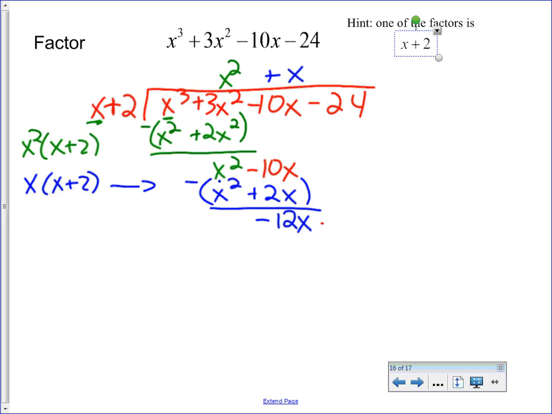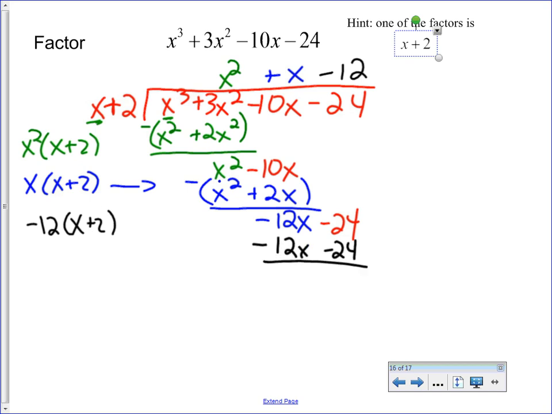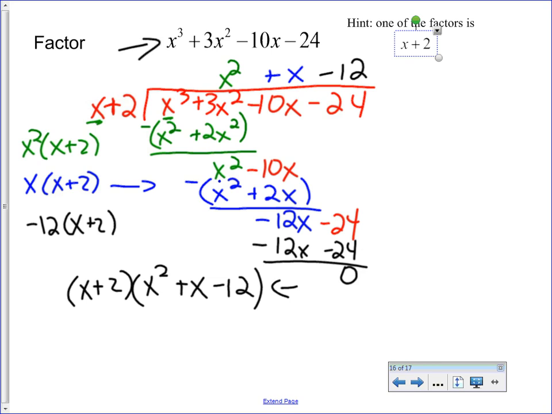And then I bring down the negative 24. And so to turn x into negative 12x, I'm going to multiply it by negative 12. That'll give me negative 12x minus 24. And my remainder is 0. So at this point, we know that x plus 2 times x squared plus x minus 12, this expression, is equivalent to the original expression.